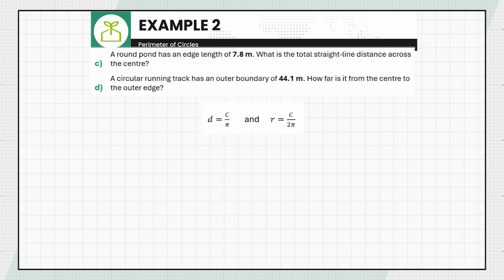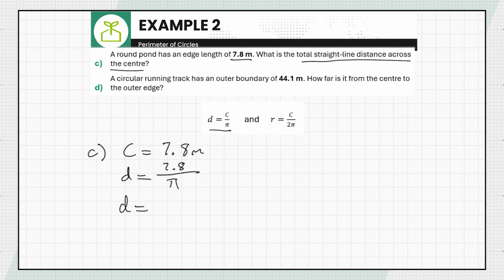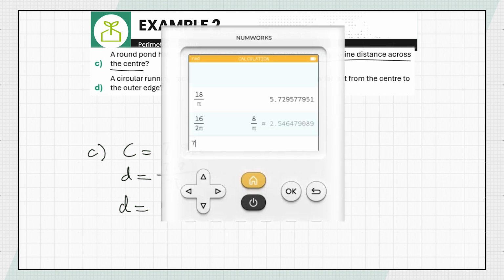Alright, let's get started. So in the first one, we've got a round pond. It has an edge length of 7.8 meters. That means for C, our circumference is equal to 7.8 meters. And it wants to know the total straight line distance across the center. That means we're trying to find our diameter. So D is equal to 7.8 divided by pi. Let's just bring up our calculator. Alright, the result is 2.48, so let's write that in.